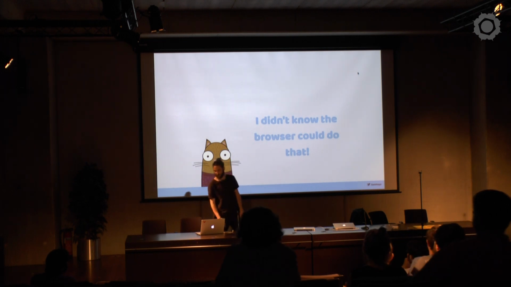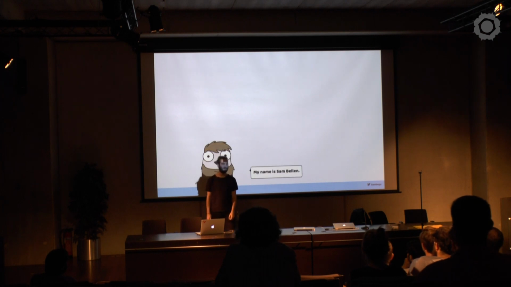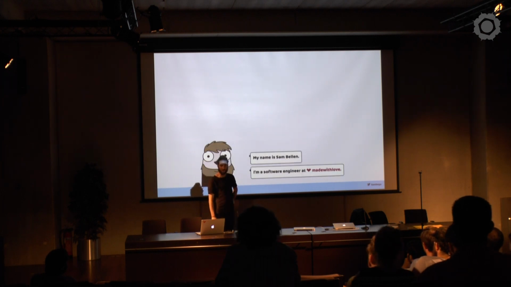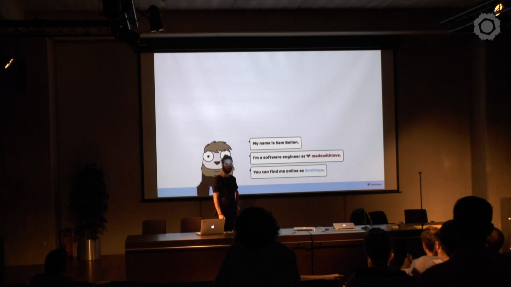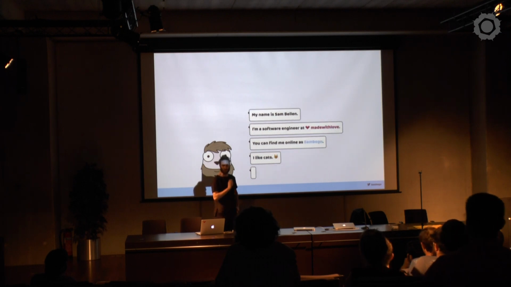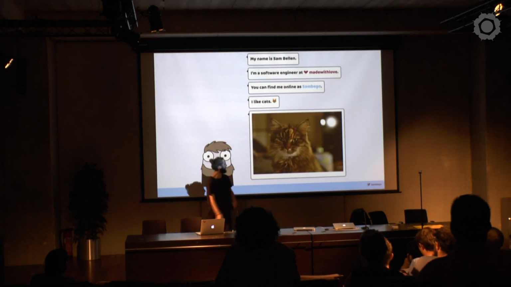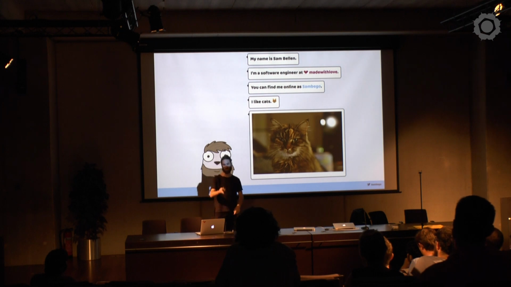Let me quickly introduce myself. I'm Sam Bellen. I work for Made with Love. You can find me online as Sam Mego. I like cats. I really like cats. This is my cat. And I'm amazing at drawing pictures of myself, like you can see on the screen.